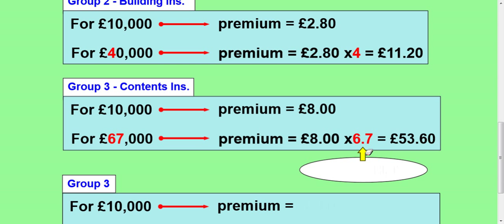If you don't understand how I got 6.7, you just do a divide. 67,000 divided by 10,000, you'll get 6.7. That's what the multiple is there.